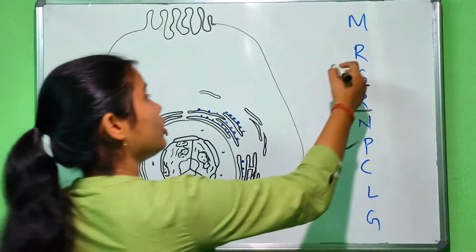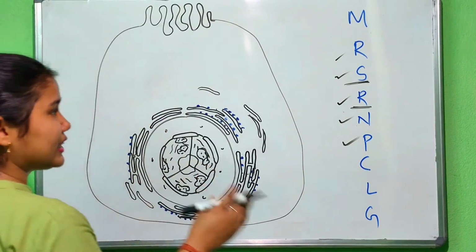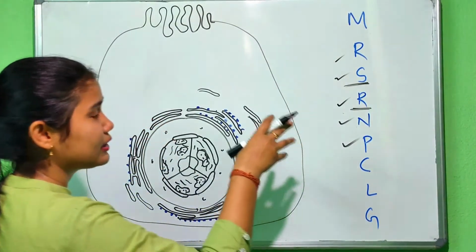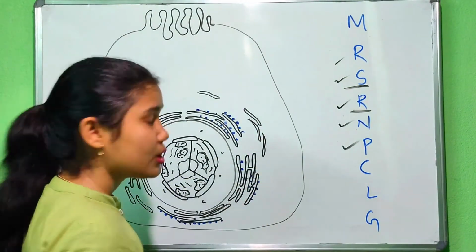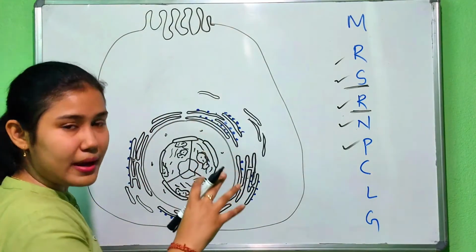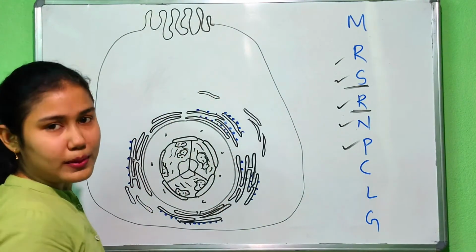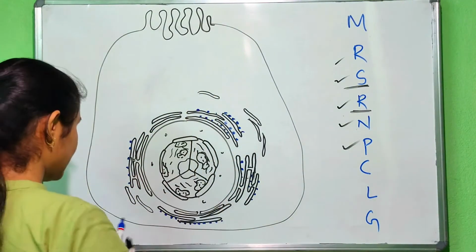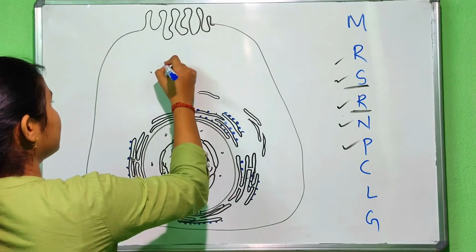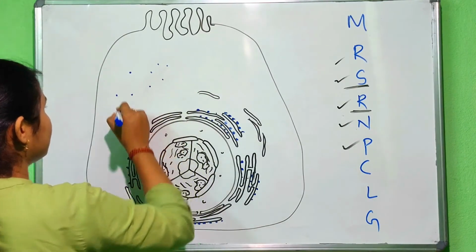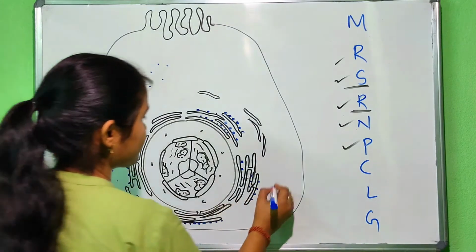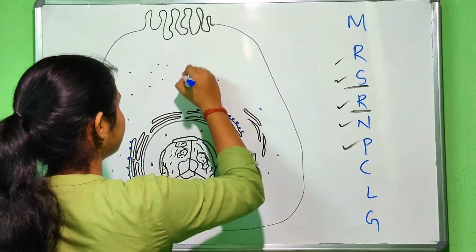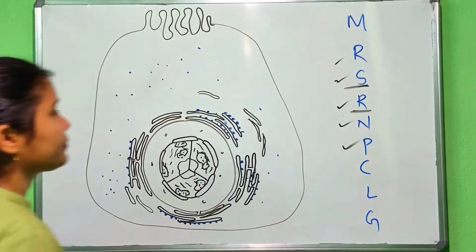Now let's come to ribosomes. Besides the smooth and rough endoplasmic reticulum, there are some ribosomes which lie in a scattered manner inside the cytoplasm. So let's draw them. These are some free ribosomes.